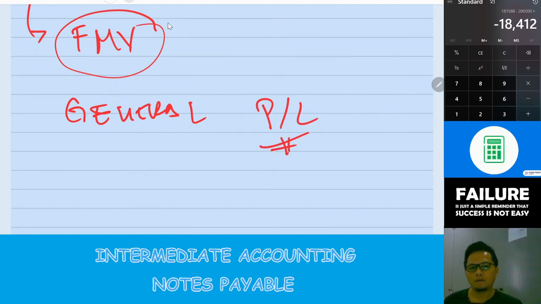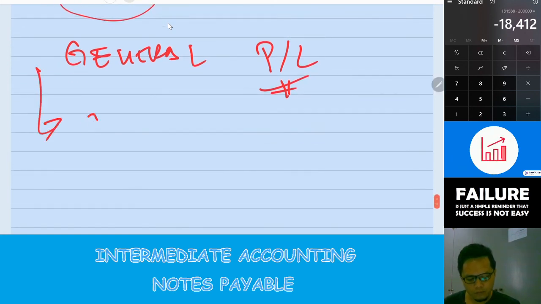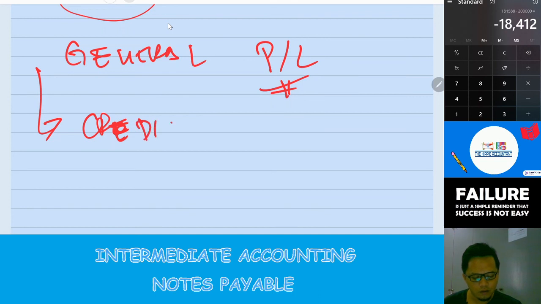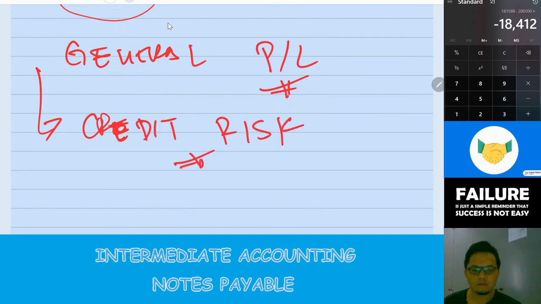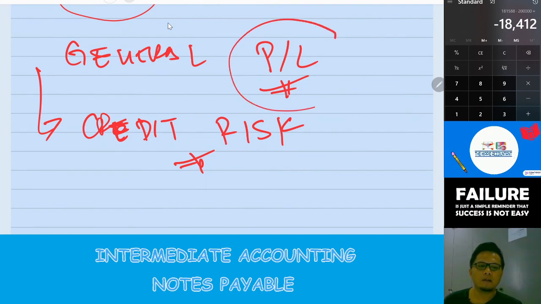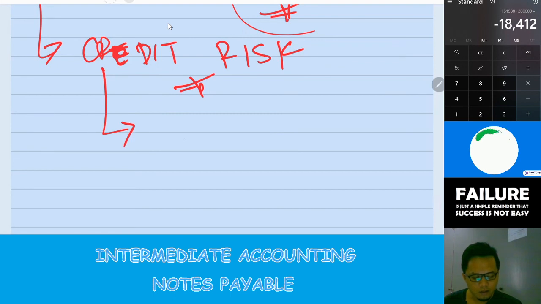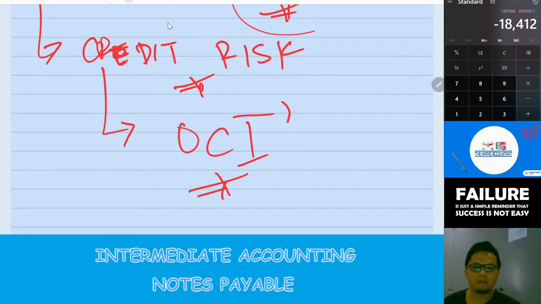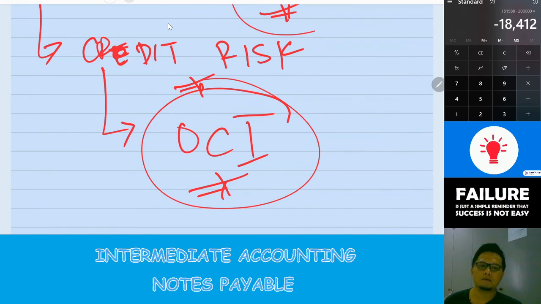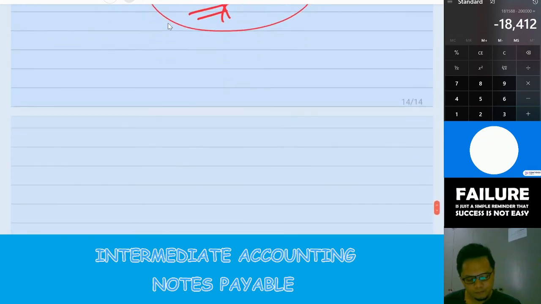Okay? However, if the change in the fair market value resulted, okay, if it is determined na nag-change yung fair market value natin because of credit risk, okay, because of credit risk, the change in the fair market value is not to be presented at profit or loss, but rather to be presented at our other comprehensive income. Okay? Klaro yun siya.